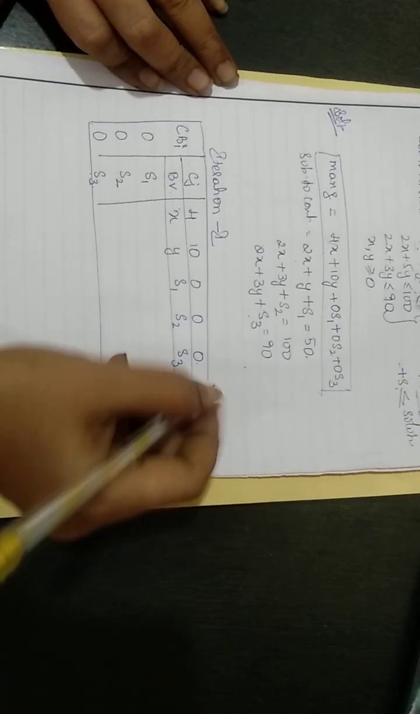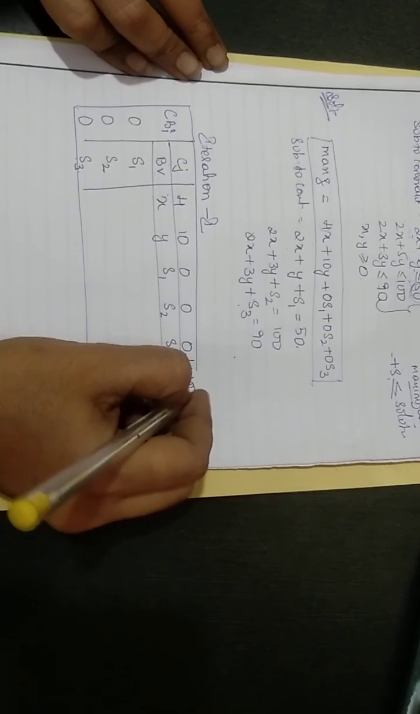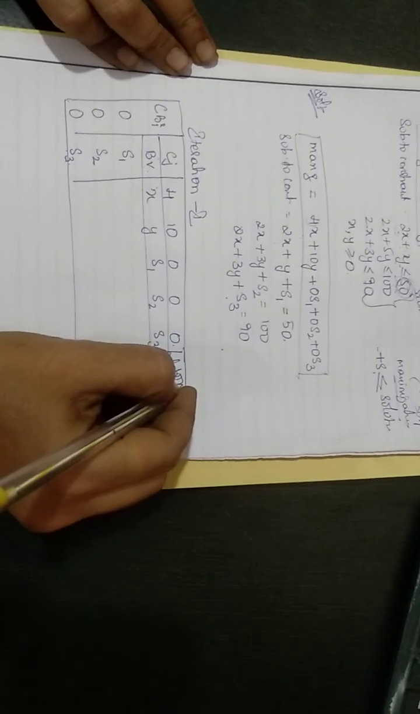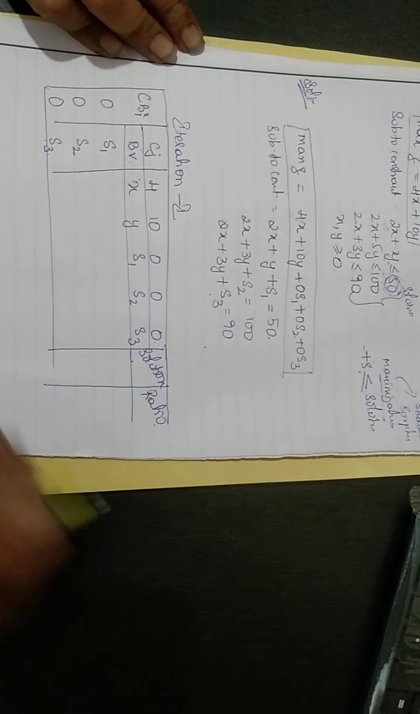Now, next I'm going to have this column as my solutions. I'll let you know what that is. And then I'm going to have a ratio column.